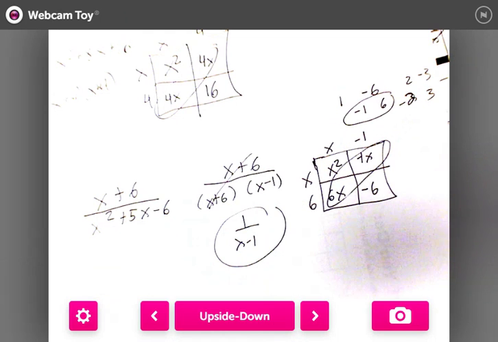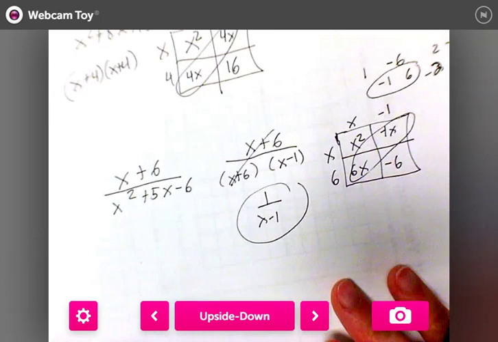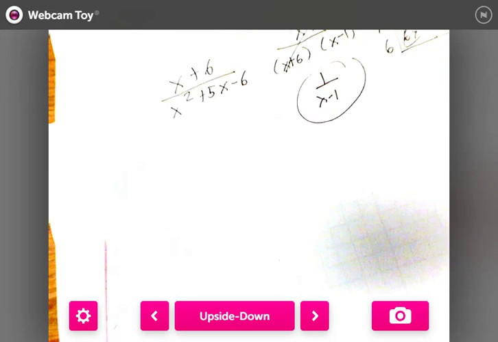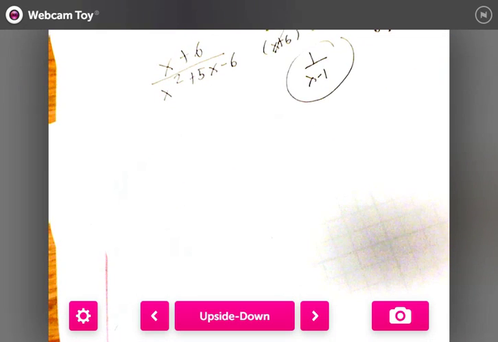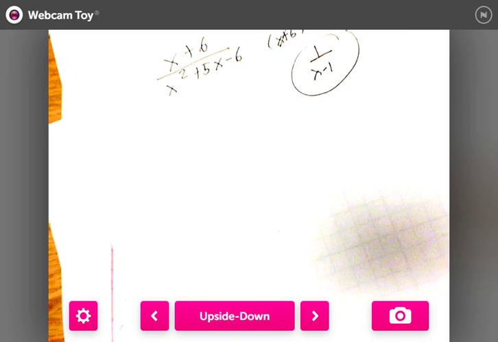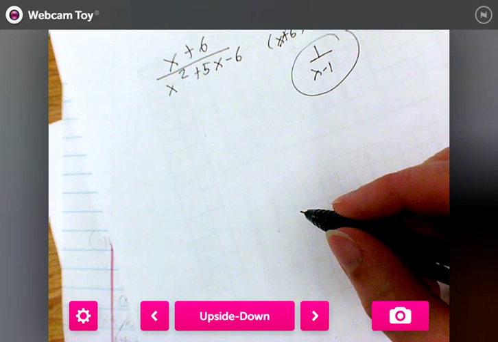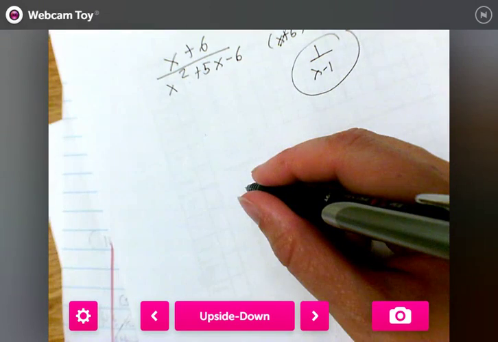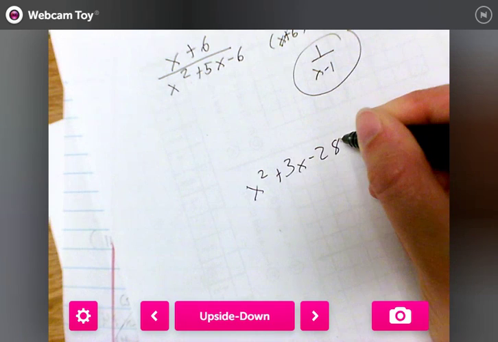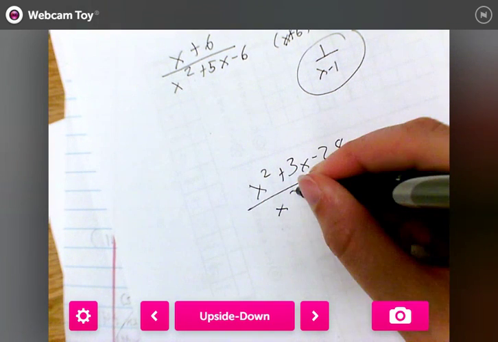Okay? Let's try one more, and then I'll let you guys work on your homework, okay? Let's try a little bit of a complicated one. Let's try x squared plus 3x minus 28 over x squared minus 49.